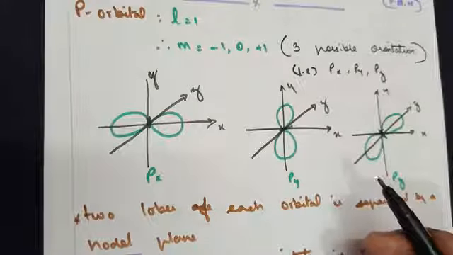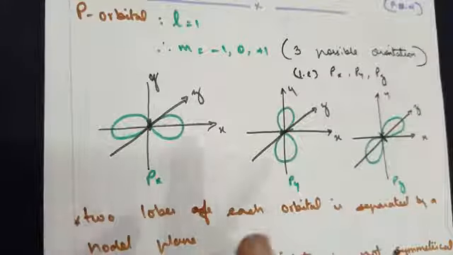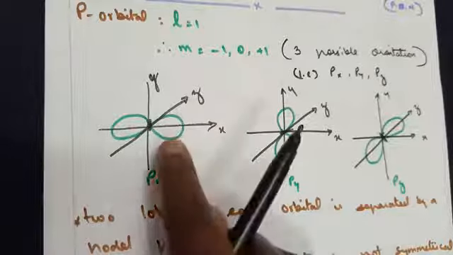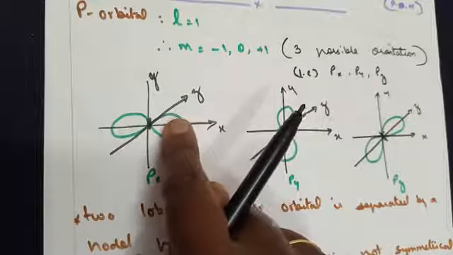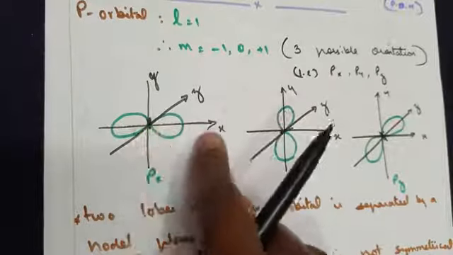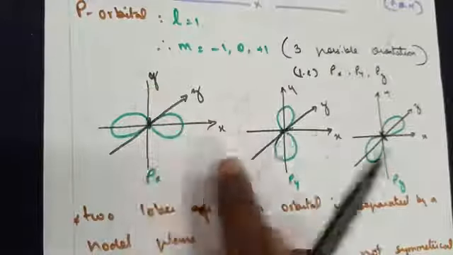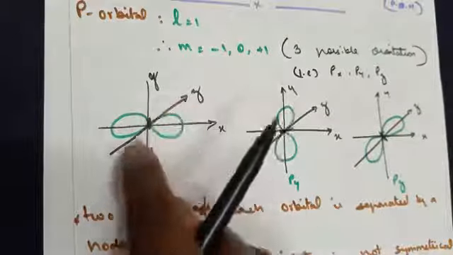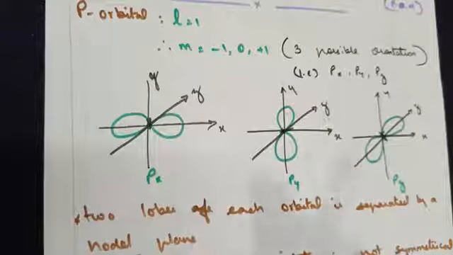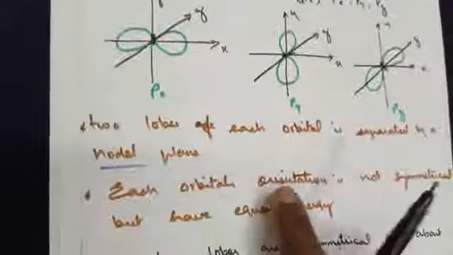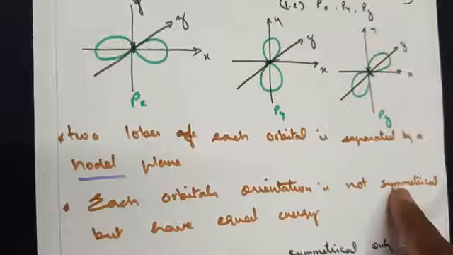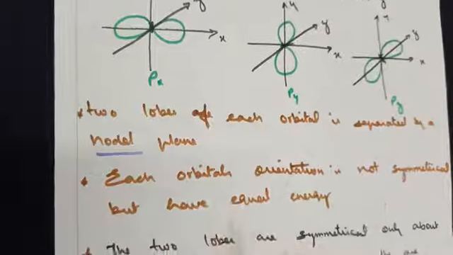What's the meaning of symmetrical? You can place one on top of the other. If you bring this y orbital here, can we match these two orbitals with one another? No. If it comes here, the lobe will be shown up and down. And if the z orbital comes, the lobes will be shown in between. So that's the meaning: each orbital's orientation is not symmetrical, but they have equal energy.